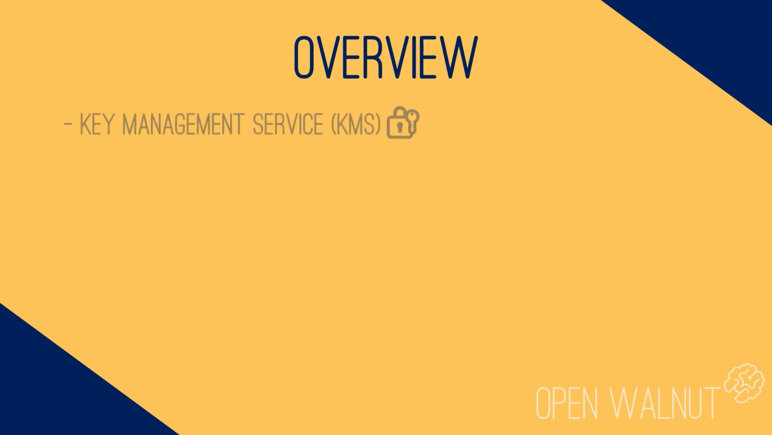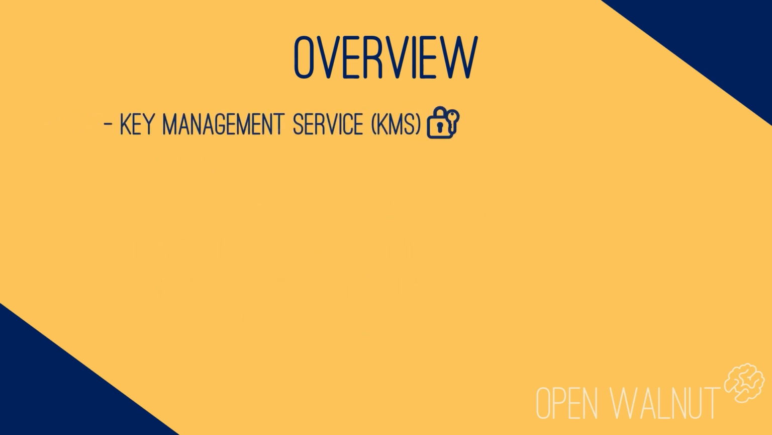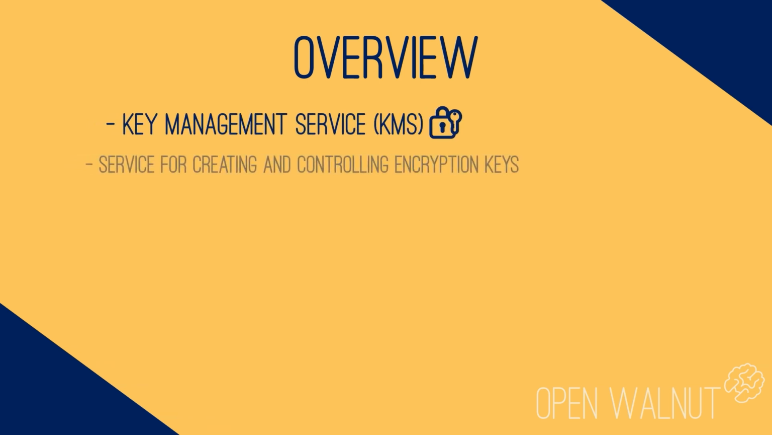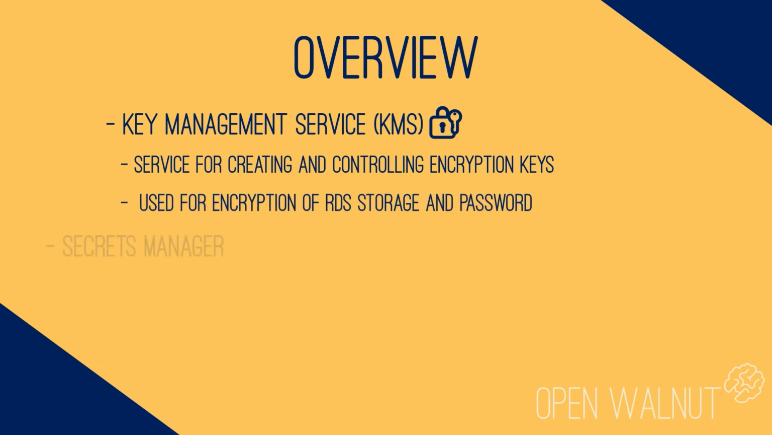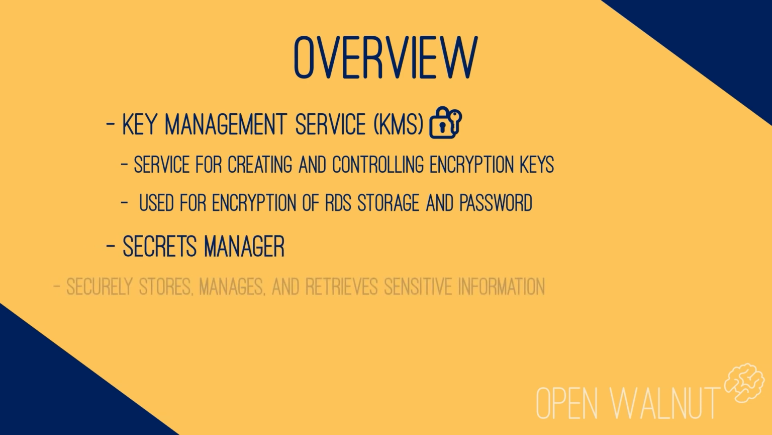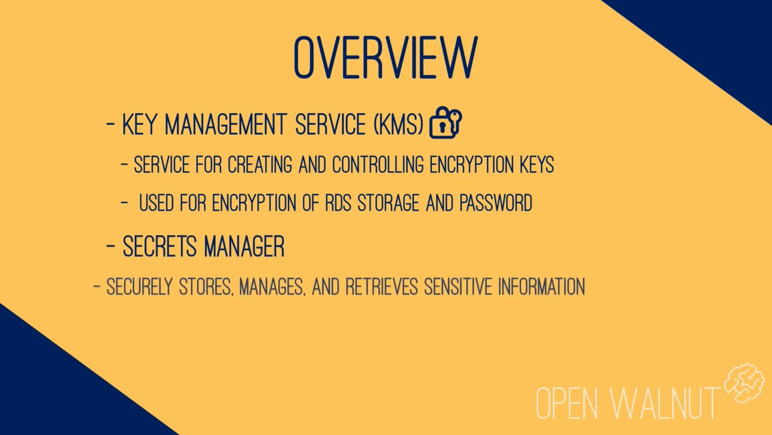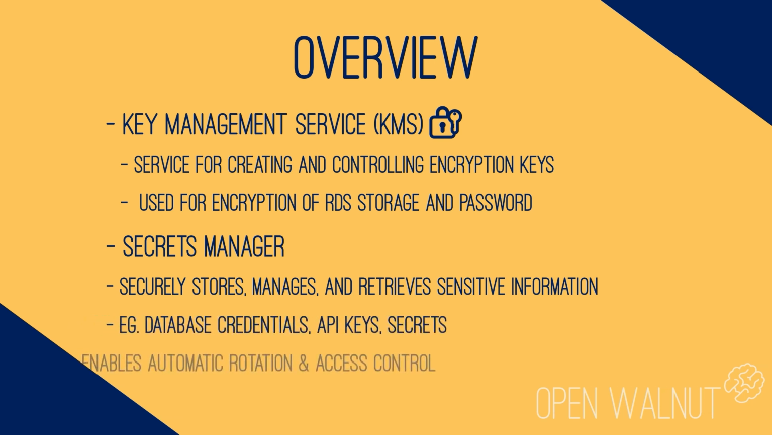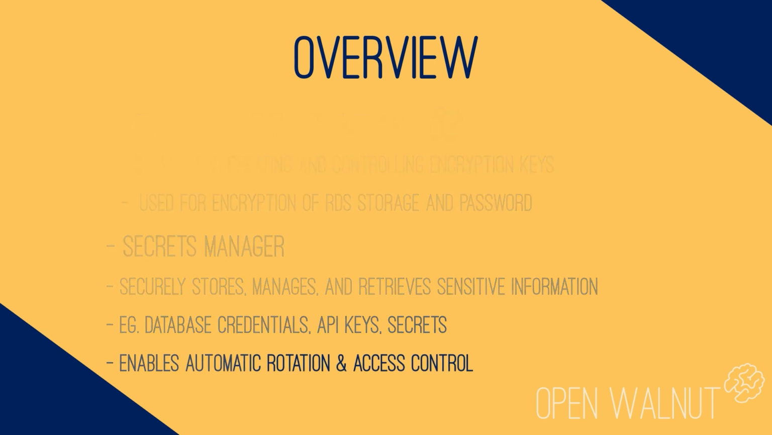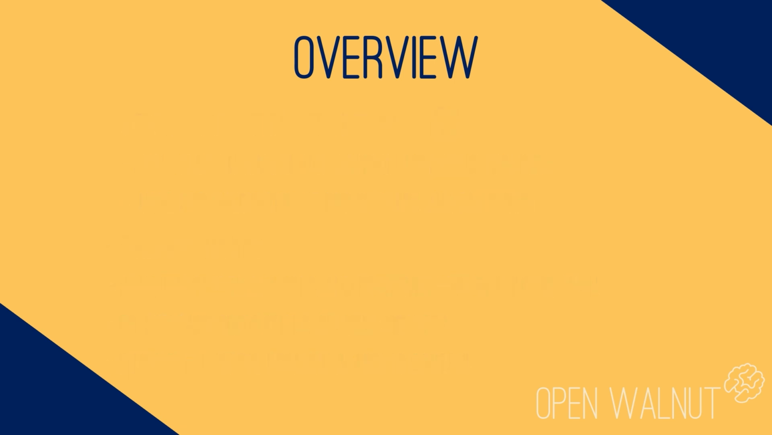Lastly, we have KMS. It's a managed service for creating and controlling encryption keys. In this setup, we'll use KMS to manage the encryption of the RDS instance's password. The RDS password is securely encrypted using a KMS key, ensuring the database credentials are protected. That password will then get stored in Secrets Manager. AWS Secrets Manager is a service that securely stores, manages, and retrieves sensitive information like database credentials, API keys, and other secrets, enabling automatic rotation and fine-grained access control.